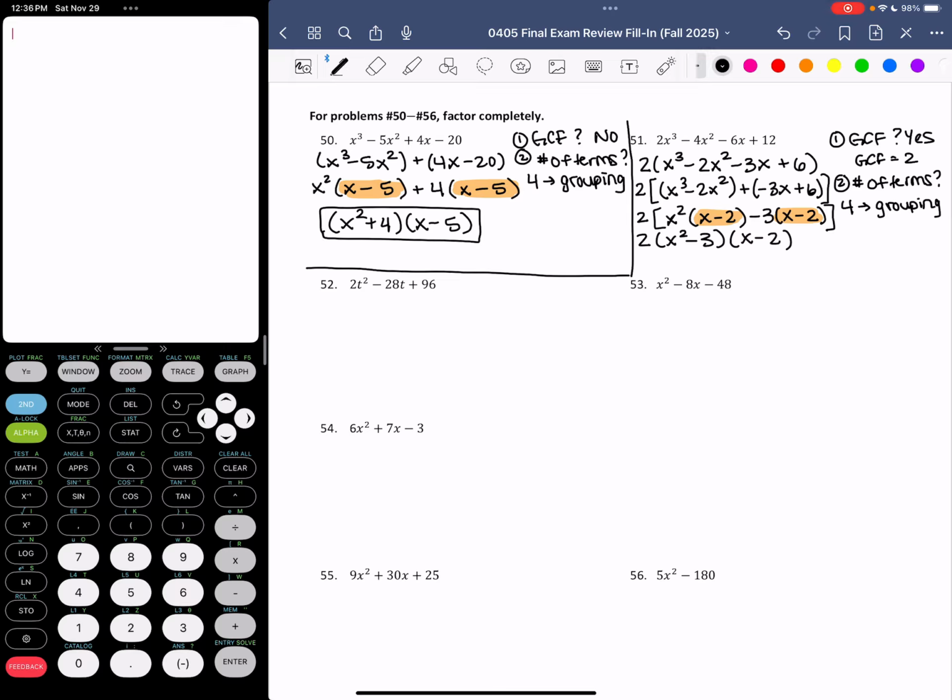Now, I did mention on the last problem that because this was a sum of squares, it was prime and couldn't be factored further. Oh, never mind, I lied. This is a difference, however, it is not a difference of squares. This is not a perfect square. If this was a 9, x squared minus 9, then we could do x plus 3 times x minus 3. However, this is not a difference of squares. It's a difference, just not perfect squares. Therefore, this would be our final answer.